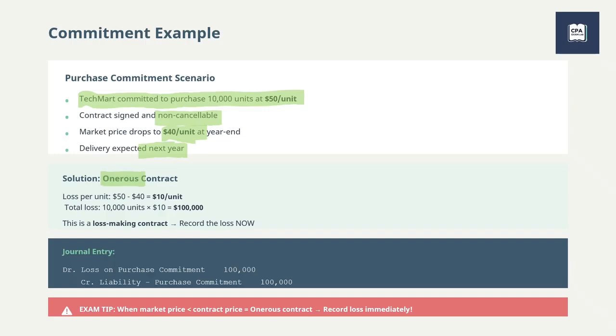So we calculate our total loss. Our loss per unit is $10, because if we did not have this contract, we could just go to the free market and buy each item for $40.